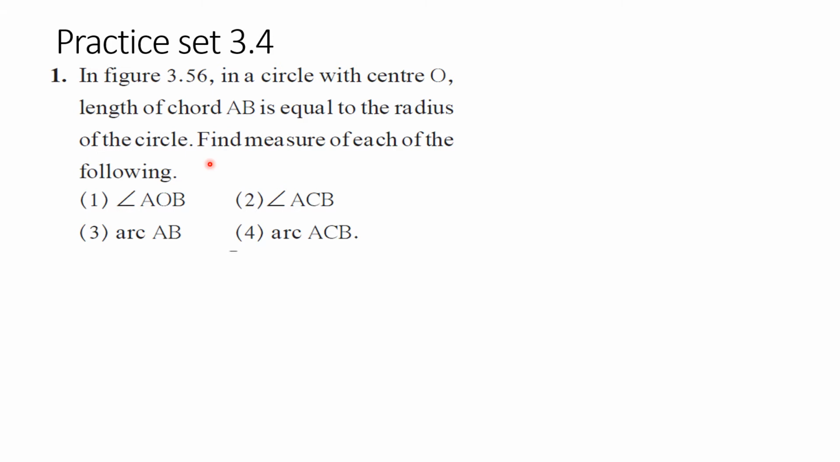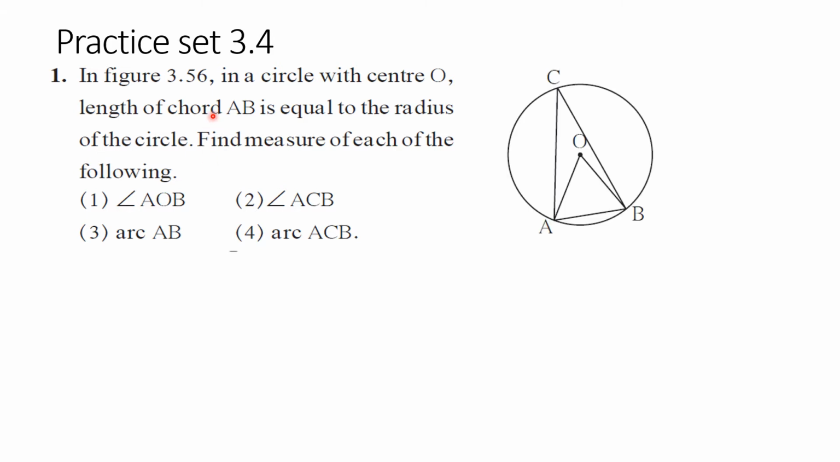Example number 1. In the given figure, in a circle with center O, length of chord AB is equal to the radius of the circle. Find measure of each of the following. Number 1, angle AOB. Number 2, angle ACB. 3, arc AB. And 4, arc ACB.